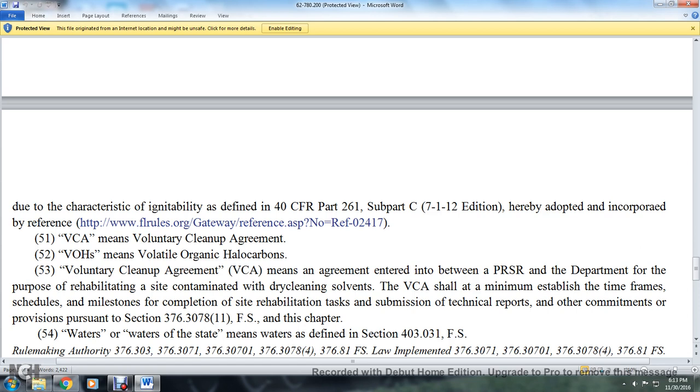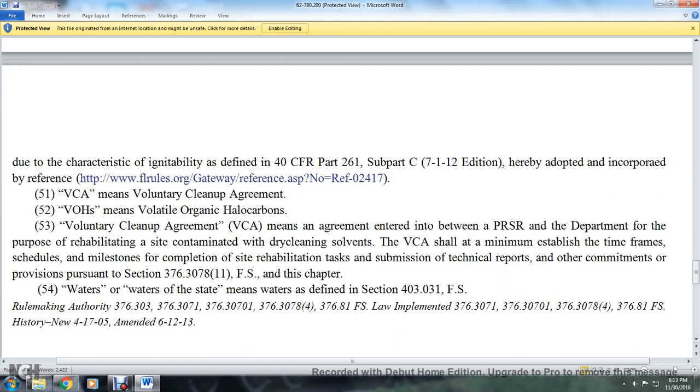provisions pursuant to section 376.3078(11) of the chapter. Waters of the state means the waters as defined in Section 403.031, Florida Statutes. Rulemaking authority 376.303, 376.3071, 376.3701, 376.3784. Law implemented 376.3071, 376.30701, 376.3078, 376.81. History: new April 17, 2005, amended June 12, 2013.